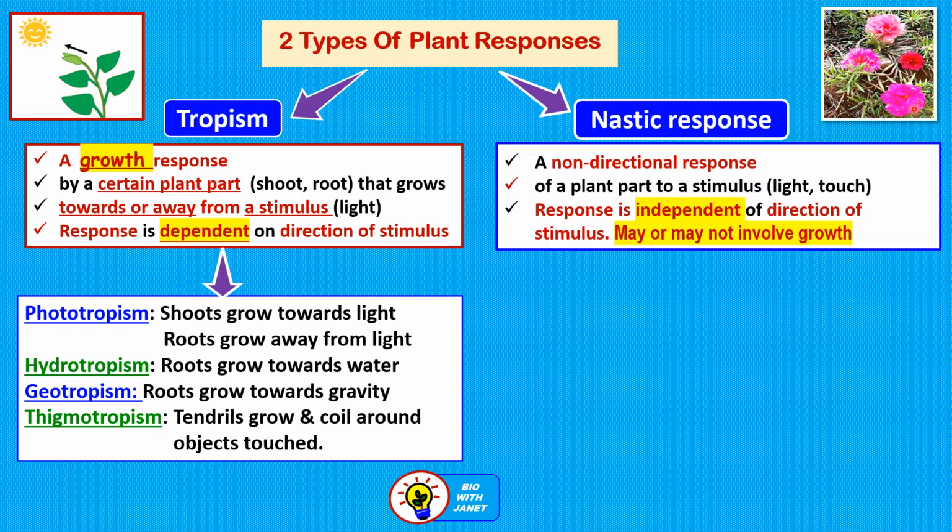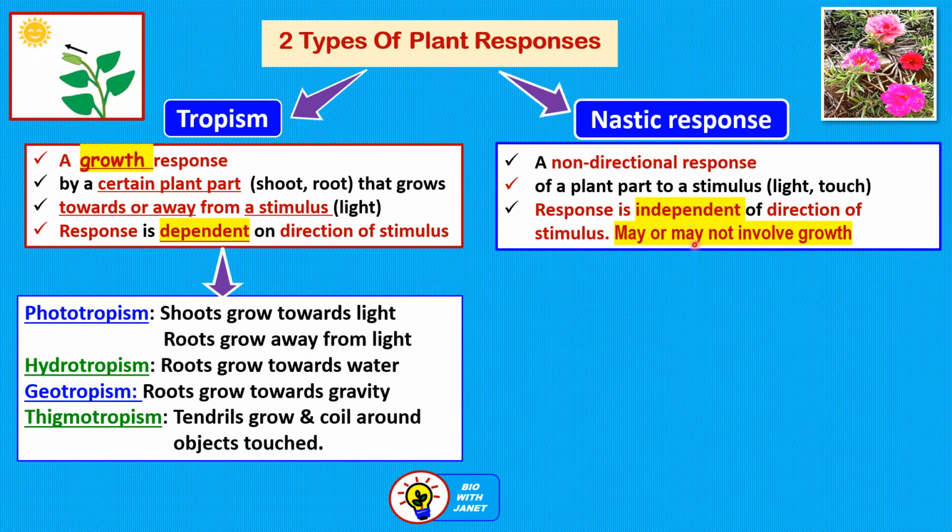For example, Japanese roses open when there is higher light intensity in the morning, when it's bright. Okay, so they don't open in a particular direction that depends on the stimulus. So it's a non-directional response, and the response is independent of direction of stimulus, unlike tropism, where the response is dependent on the direction of the stimulus.